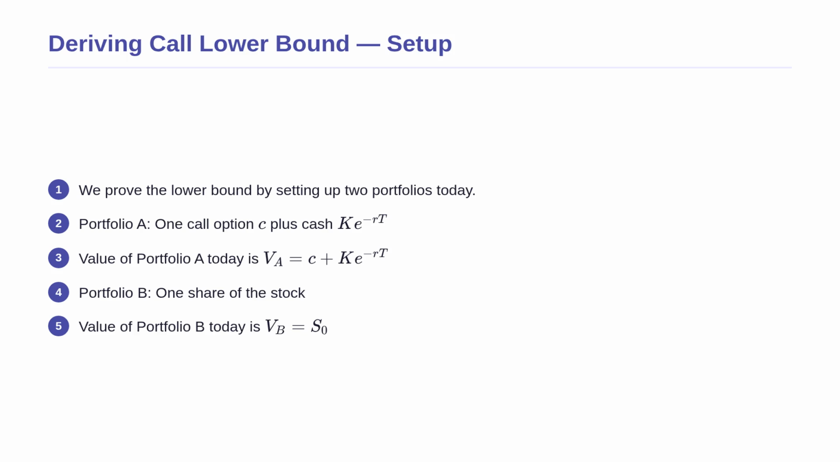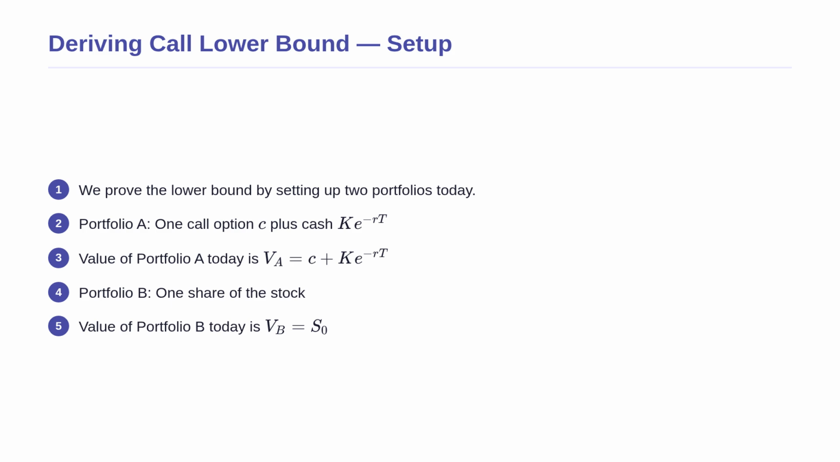But where does this formula actually come from? To prove this, we will set up a race between two different investment portfolios. We start by defining them today. Portfolio A consists of one European call option plus a pile of cash. We specifically choose the cash amount to be exactly the present value of the strike price, which is K times e to the power of negative RT.